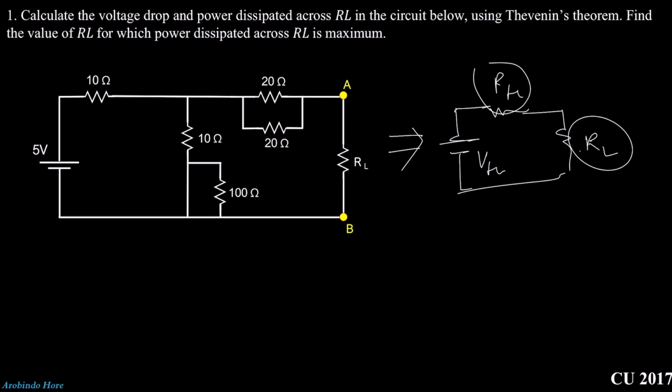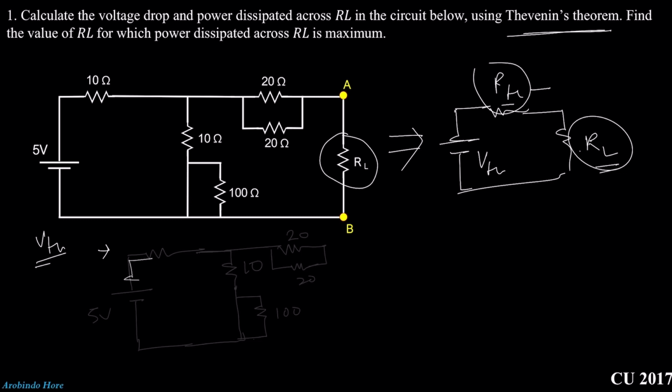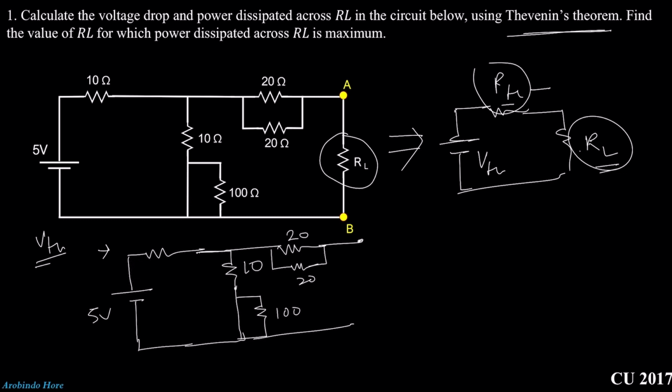Right? Here you can say using Thevenin's theorem. That means we need to calculate RTH and then RTH will be equal to RL. And then we need to calculate the maximum power. Okay. So what do we need to do? First we need to calculate VTH. Here the load is RL. So we need to remove the load resistance. This is VTH. Okay.